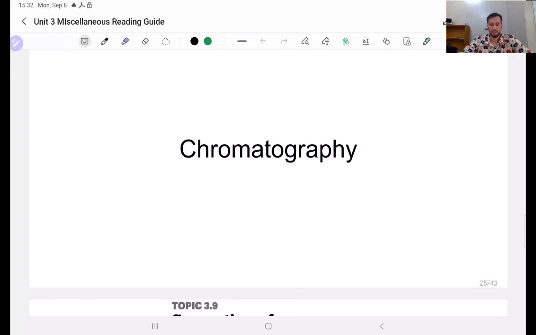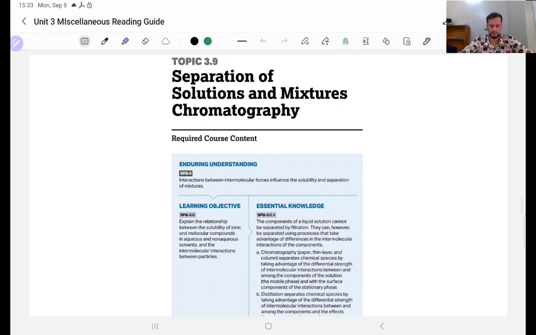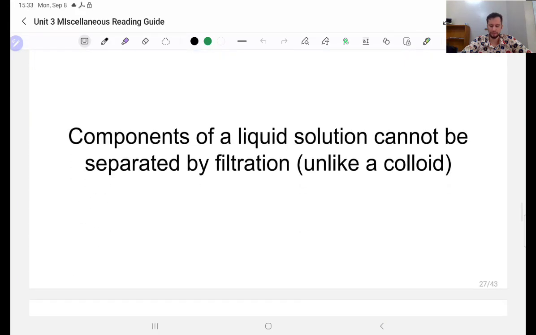Okay, now we'll talk about chromatography and separating substances, which is topic 3.9, separation of solutions and mixtures, chromatography. Components of a liquid solution cannot be separated by filtration, unlike a colloid.